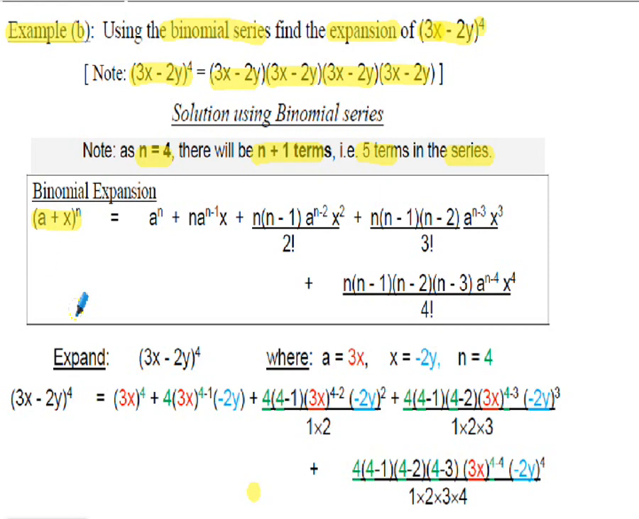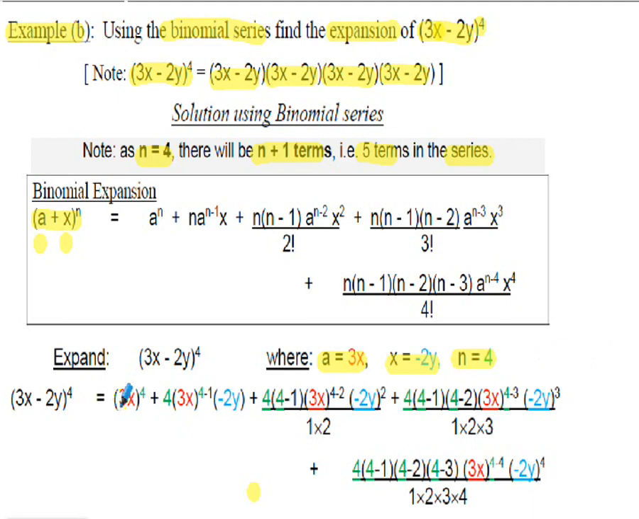Now again, be very careful. The a in our case will be 3x. The x in our case will be minus 2y. So again, be very careful with the way you extract your numbers. We've got (3x - 2y) in our bracket. The first term is an a, so a is 3x. The second term is the x, and that's minus 2y in this case. And the n power is 4. All we do now is put those numbers into the above binomial expansion.